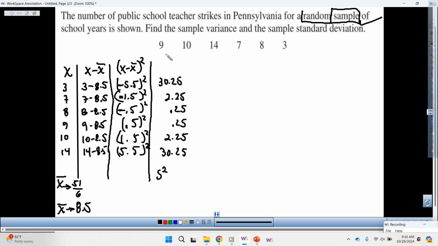So we do x minus x bar squared over what, people, for the sample? We just said it right now. N minus 1. That is correct. So we need to find this: 30.25 plus 2.25 plus 0.25 plus 0.25 plus 2.25 plus 30.25. Add them up, please.